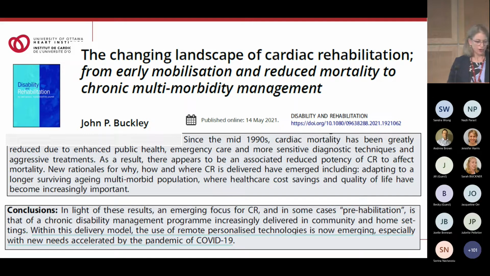So just to get us started in the conversation, I wanted to draw your attention to this article that was released a little over a year ago that really talks to the changing landscape of cardiac rehab. As you all know, cardiac rehab started off as a program of early mobilization and was really shown to reduce mortality quite significantly, as you heard from Tammy this morning. But it's really evolved over the years to be a program more of looking at the patient's overall well-being and involving many disciplines, and really being a program suited for people with multi comorbidities and a program of chronic disease management.